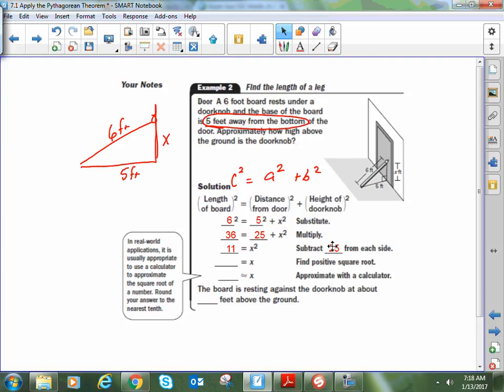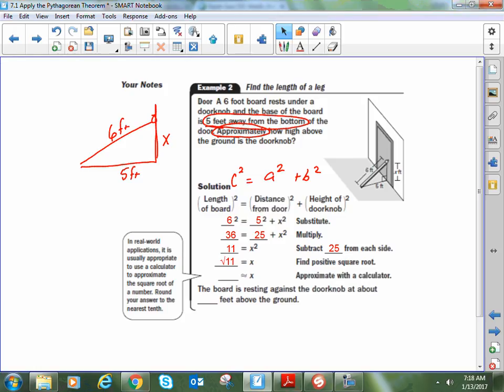So now, at this point, we have to take the square root of both sides. So the exact answer would be the square root of 11. Okay. Now, the reason that we're not going to stop here is because it does say approximately. Because it's using that word approximately, it's kind of implying that it doesn't want the exact answer. It wants the rounded answer.